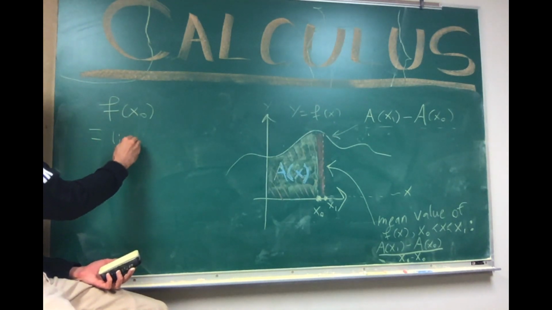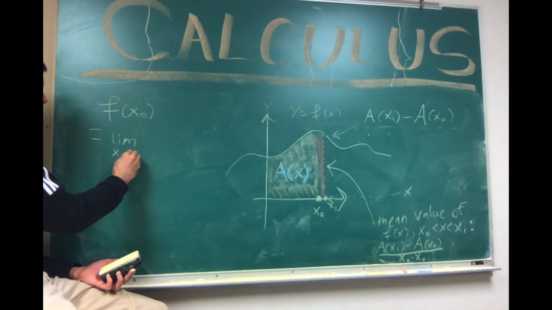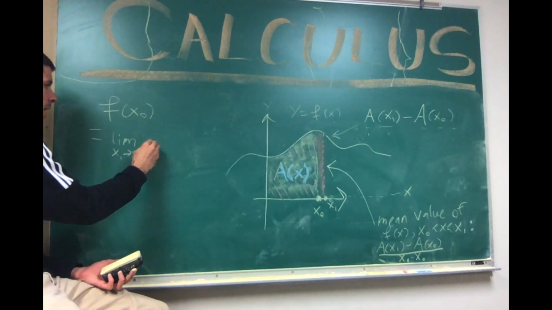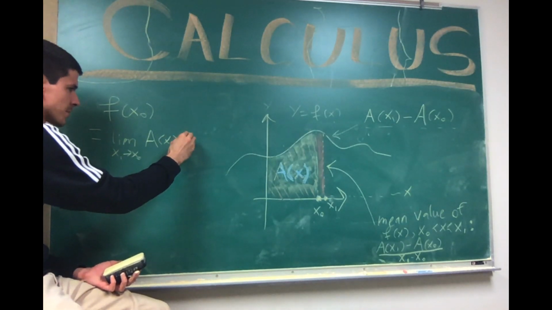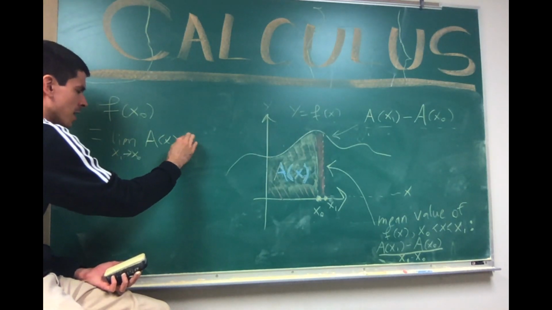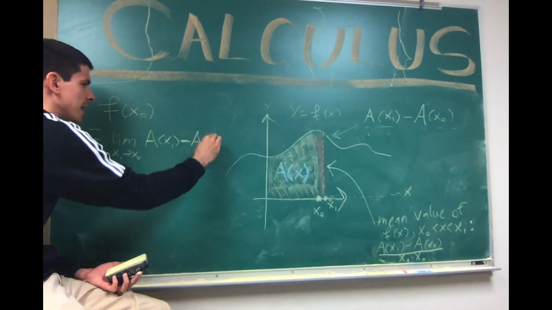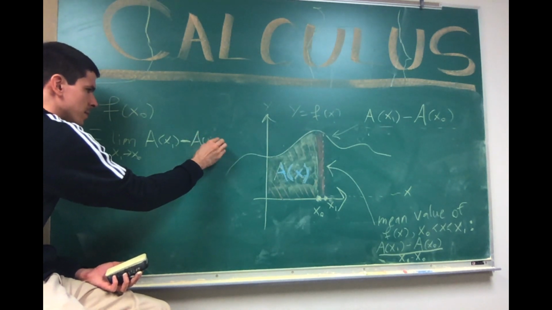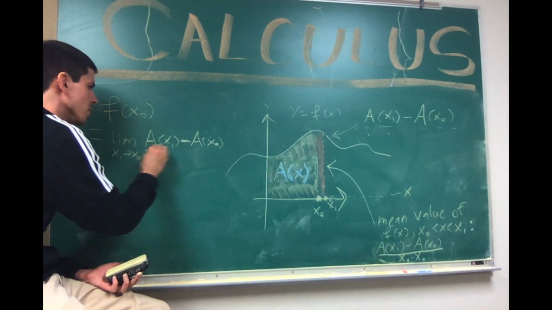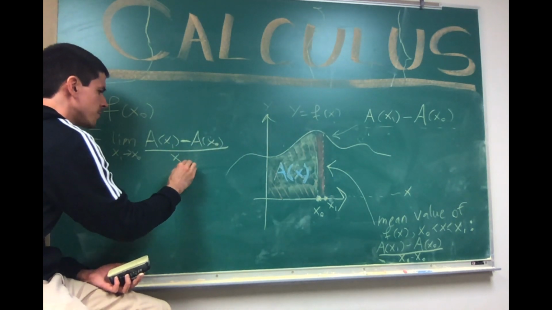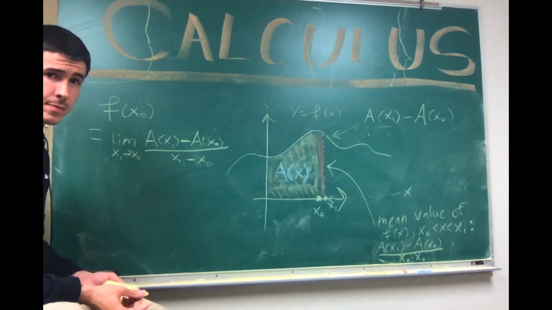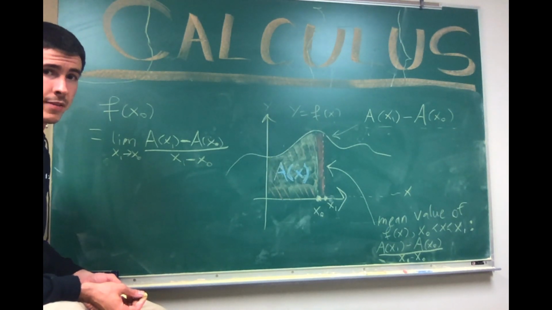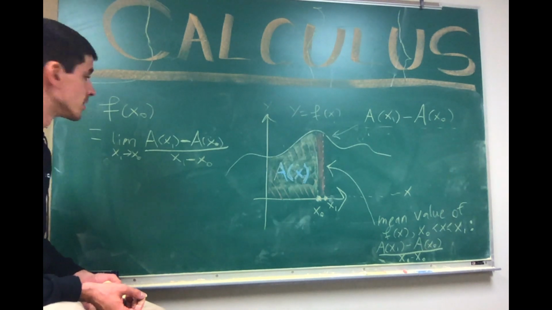Limit as x1 approaches x0 of [a(x1) minus a(x0)] all over x1 minus x0. Oh, please excuse the crashing of objects. And this limit is, of course, the derivative of a(x) at the point x0.